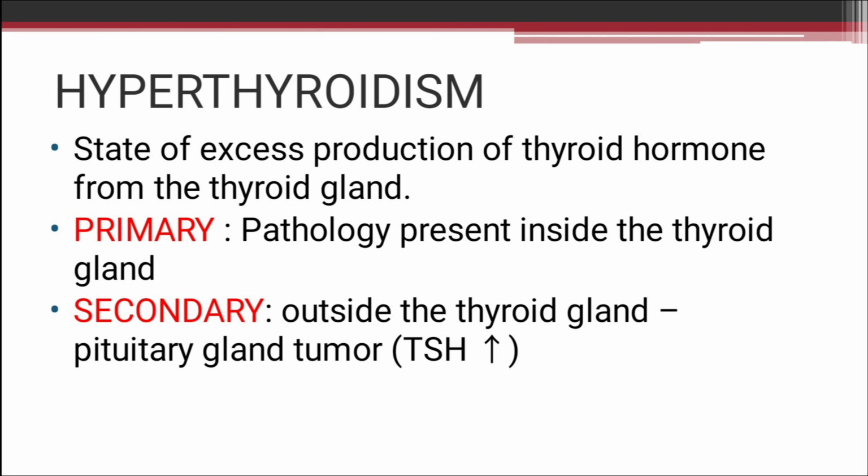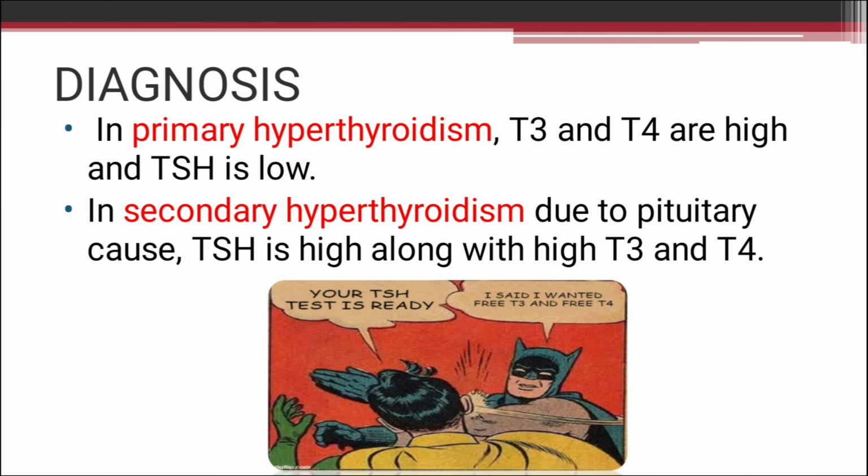That may be a pituitary gland tumor or hypothalamic tumor where there is increased production of TSH or TRH, that is thyroid stimulating hormone or thyroid releasing hormone. Diagnosis of hyperthyroidism. In primary hyperthyroidism, T3 and T4 are high and TSH is low due to negative feedback mechanism. And in secondary hyperthyroidism, due to pituitary cause, the TSH is high along with high T3 and T4.